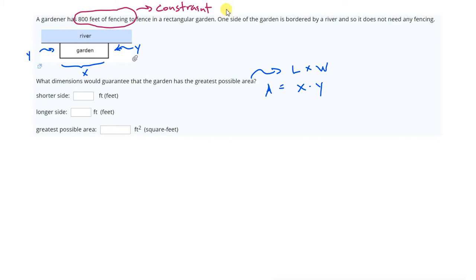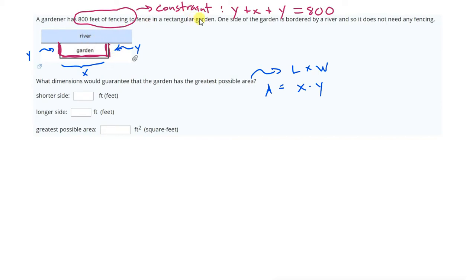So what does that constraint say? It says that I have 800 feet of fencing. Now I have to fence this side, and this side. So that means a y for this side, plus an x for this side, plus another y for this side, all has to be 800 feet. That's how much fencing I have. I don't have to fence the top side because that's against the river.